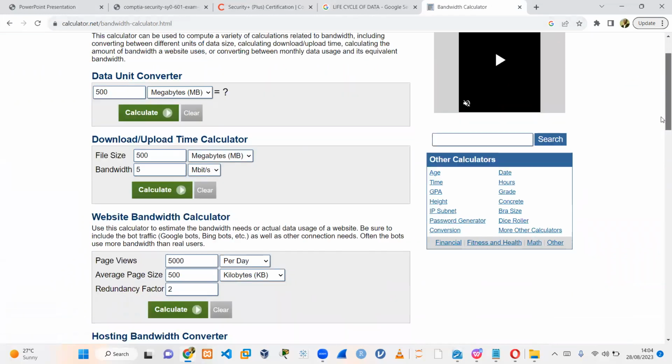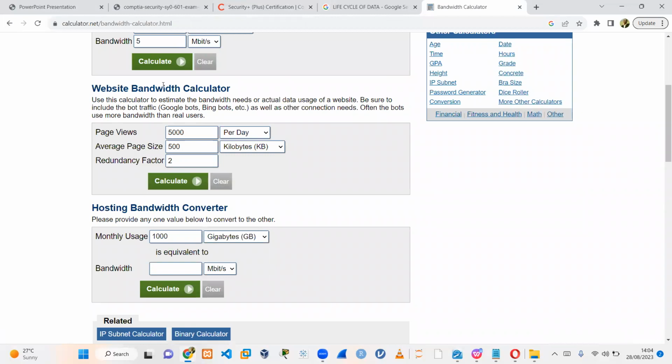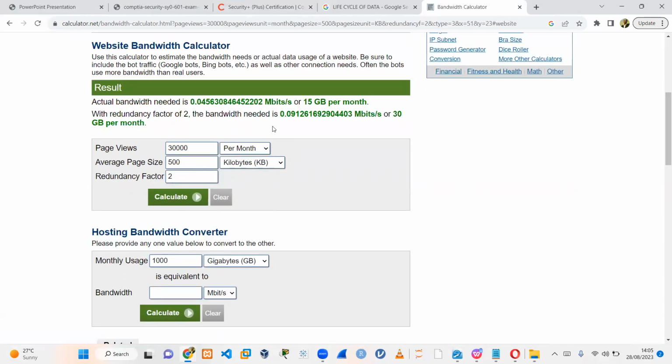500, okay. This is it, the website bandwidth calculator. Page views 500, okay. Let's say per month, 500 kilobytes. Redundancy 2, let's calculate. So we will know how many gig hosting we should be buying. Okay, the actual need is this or this. So this is calculated times, I think 30, the number of seconds you have in 30 days. So you have 15 gig.